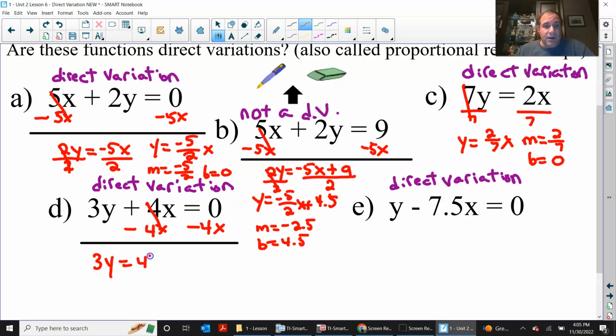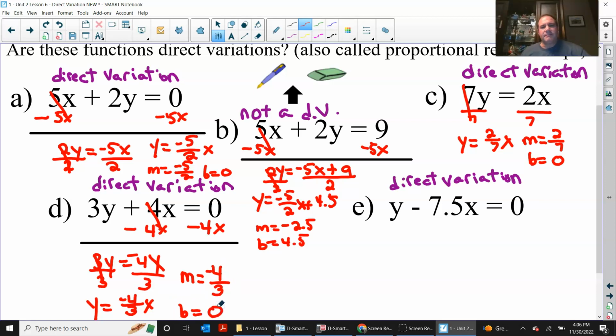So we have 3y equals negative 4x, and then you divide by 3, and you get y equals negative 4 over 3x. So the slope is negative 4 over 3, and the reason why I said it was direct variation in the first place is that the y-intercept is 0.